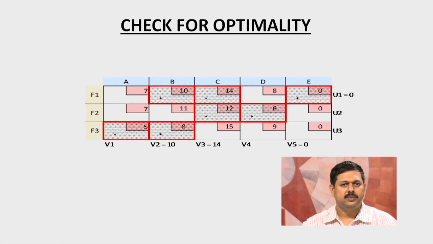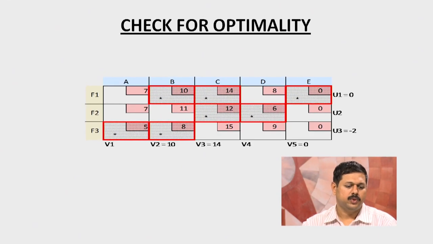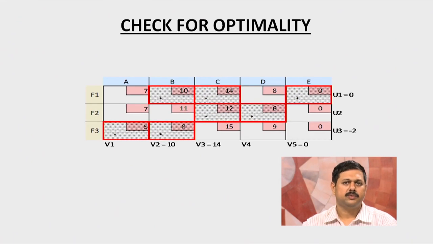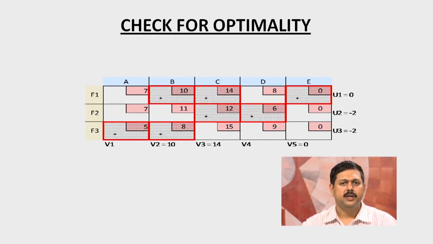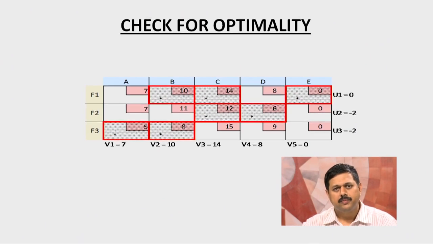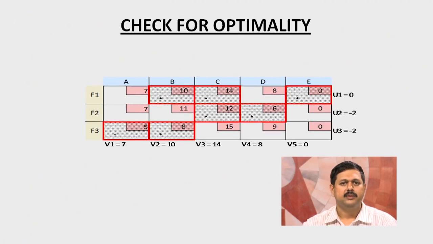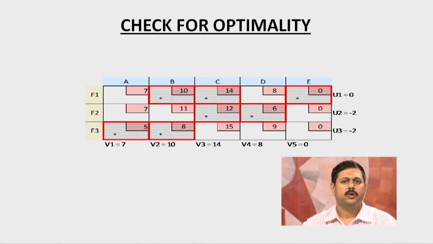Based on V2 equal to 10, U3 is equal to minus 2. Based on V3 equal to 14, U2 is equal to minus 2. Based on U3 equal to minus 2, V1 is equal to 7. Based on U2 equal to minus 2, V4 is equal to 8. Now we find the sum of U's and V's in the unoccupied cells and subtract the unit cost of transportation.